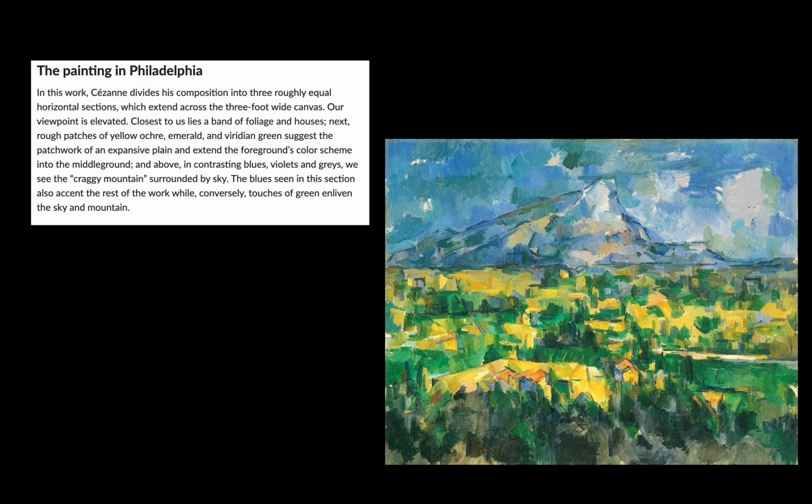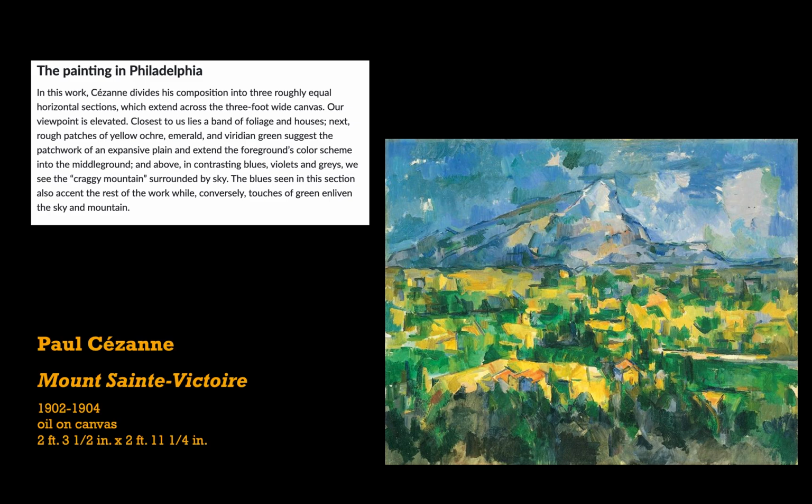So this work in particular, the one included in the 250, he painted this mountain several times throughout his career. In his work, the one that now resides in the Philadelphia Art Museum, Cezanne divides his composition into 3 equal horizontal sections, which extend across the 3-foot wide canvas. Our viewpoint is elevated, so it's like we are across from it in the far distance looking, not necessarily from the bottom looking up. Closest to us lies a band of foliage and houses.